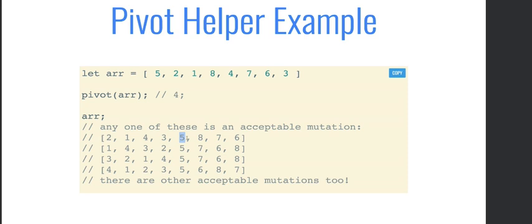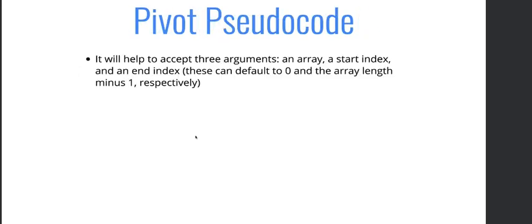This is where it's going to be once you sort the data. Okay, so here's the pseudocode. Here's one version of it at least. Write a function, call it pivot or partition, and it accepts 3 arguments: an array, a start index, and an end index. We have the start default to 0, and the end default to array length - 1.